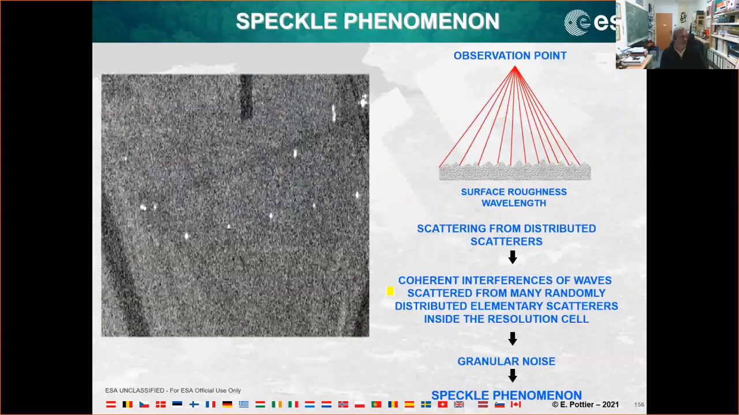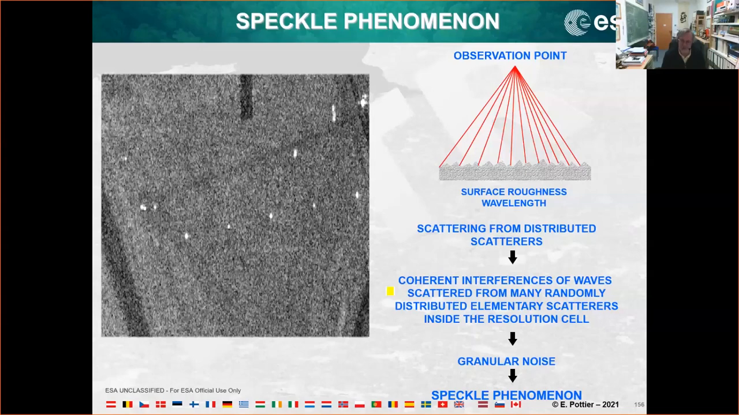So what is speckle? Speckle is this kind of granular noise which appears on the image. This noise comes from the fact that the radar system is coherent. Coherent means that it measures complex information, amplitude and phase. And the combination of the phases creates this kind of salt and pepper effect. Sometimes the phases are constructive, sometimes destructive. So this is just due to the coherent information the radar measures.